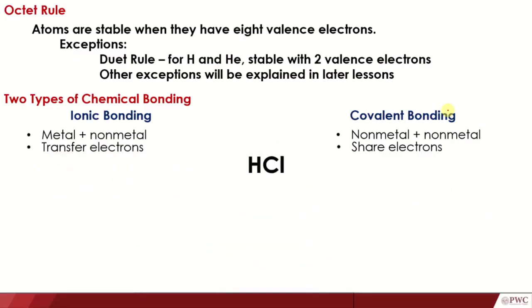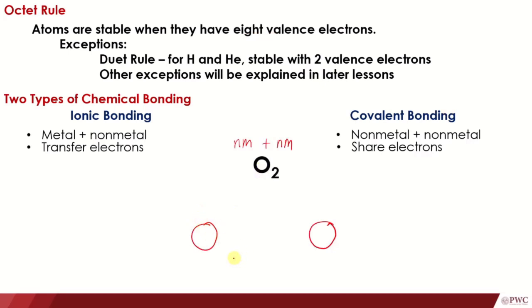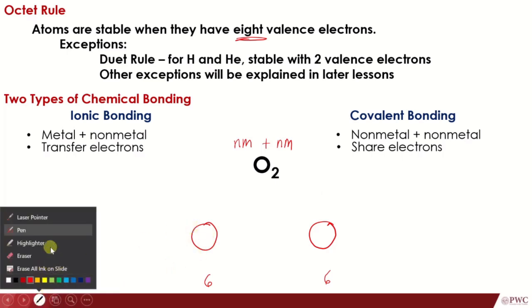Let's go back to the previous slide. Again, they have 6 valence electrons. Again, they want to have 8. So in this case, both of them need 2 more valence electrons, right? Okay, so let's go back here first. Again, they have 6 valence electrons.